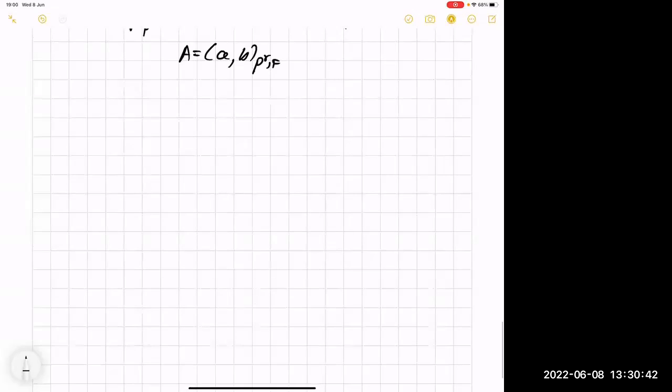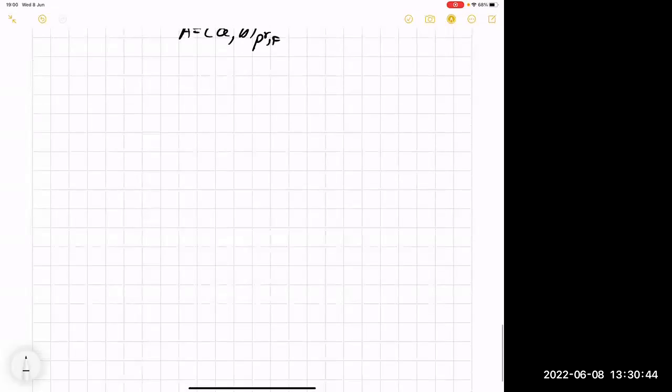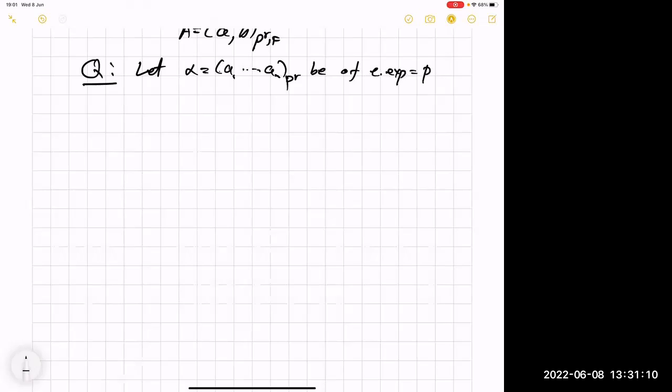Here is the question I have. So let alpha be any symbol of effective exponent p to the t. What is the symbol length of alpha?